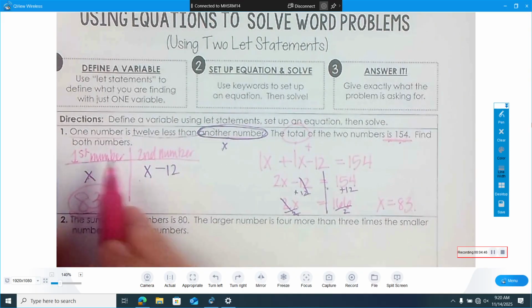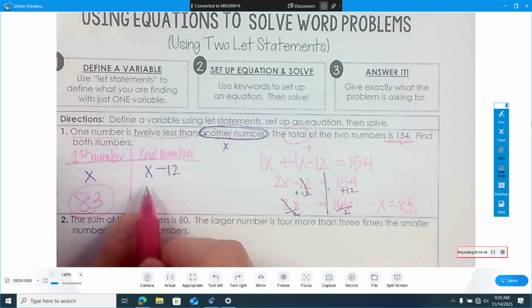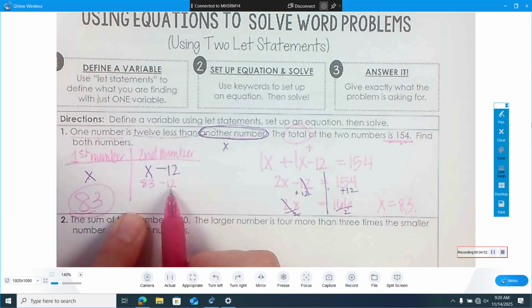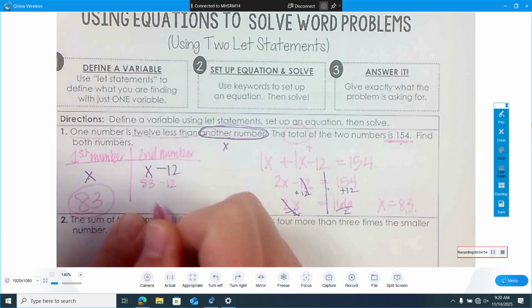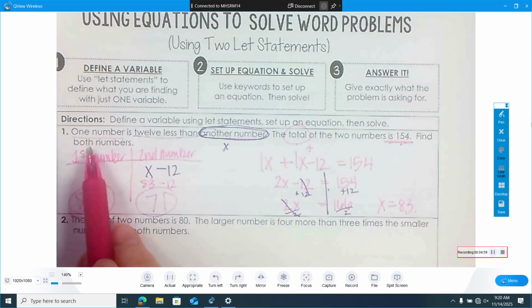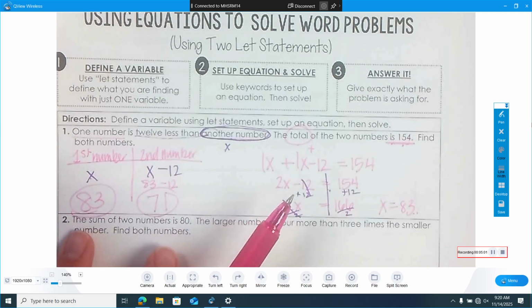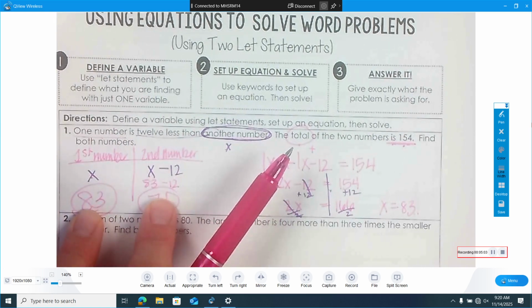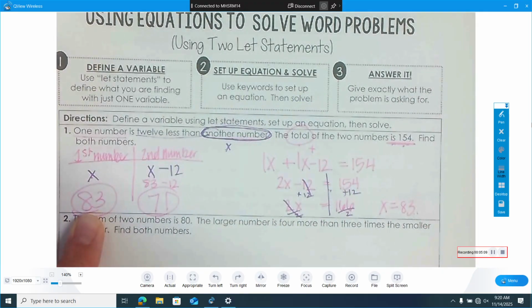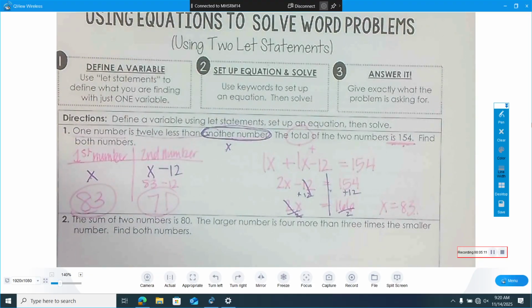So the first number was 83. And then how do I figure out the second number? Yeah, 83 minus 12. And what is 83 minus 12? 71. Yeah. So find both numbers. So what were both numbers? 83 and 71. Let's see, does 83 and 71 add to be 154? 154, yeah, it does. How about that? That's pretty cool. All right, let's try another.